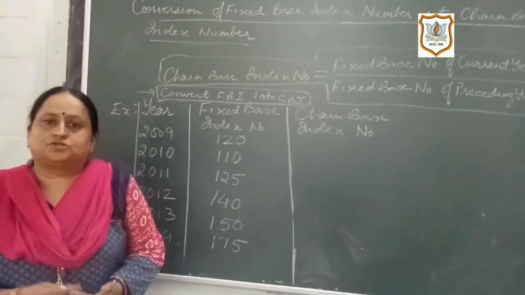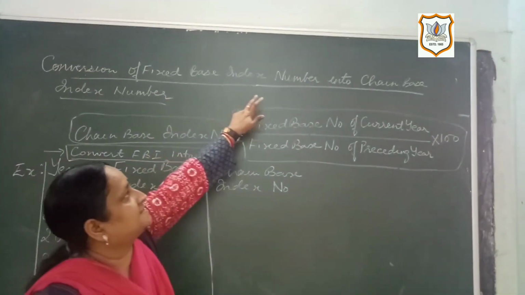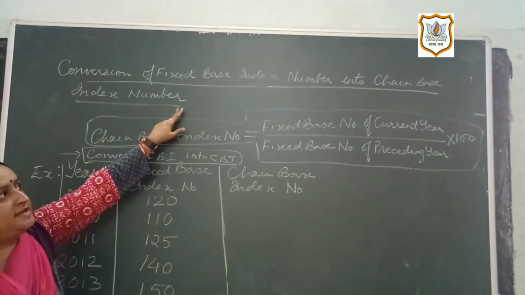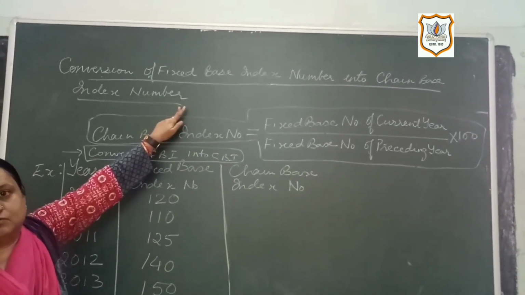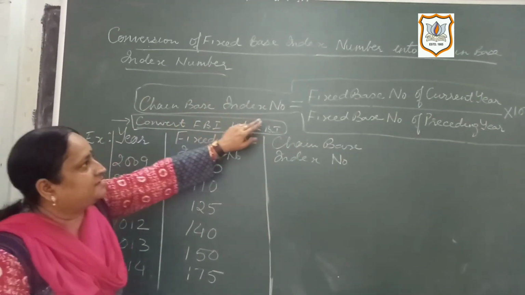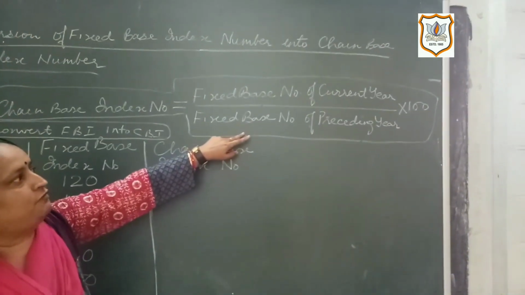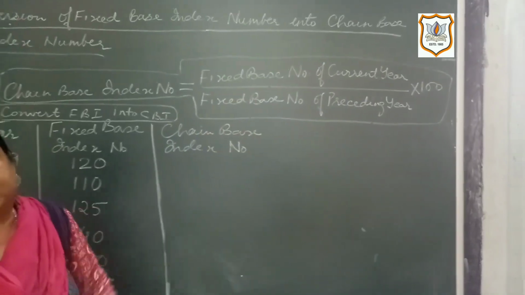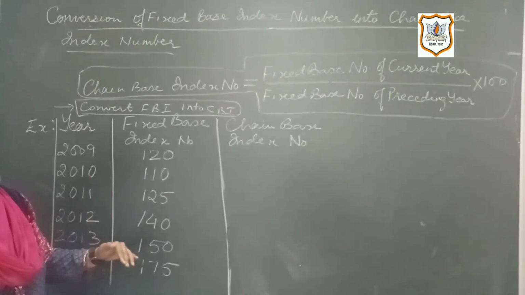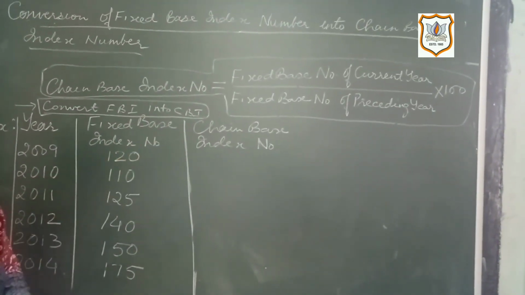Hello students, today we are going to learn the conversion of fixed base index number into chain base index number. That means we are going to convert fixed base index number into chain base. Now the formula for converting that is fixed base index number of current year upon fixed base number of preceding year into 100. That means when you have to calculate chain base, fixed base of the current year should be divided by the fixed base of the preceding year and then multiplied by 100.